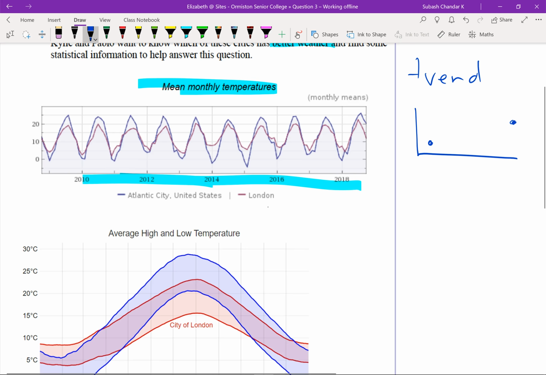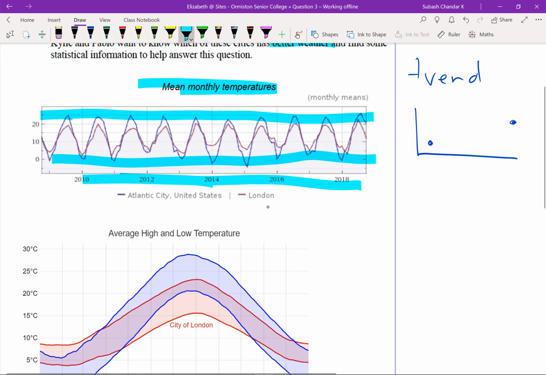So often what I would do is I would draw a line that hits these top peaks and a line that hits these bottom peaks, because that's giving me the overall view of what the pattern is going across. Then I would draw a trend line through the middle that just kind of hits through the middle of those points, and that's the trend line that I want to interpret. So I want to look from the start to the end.